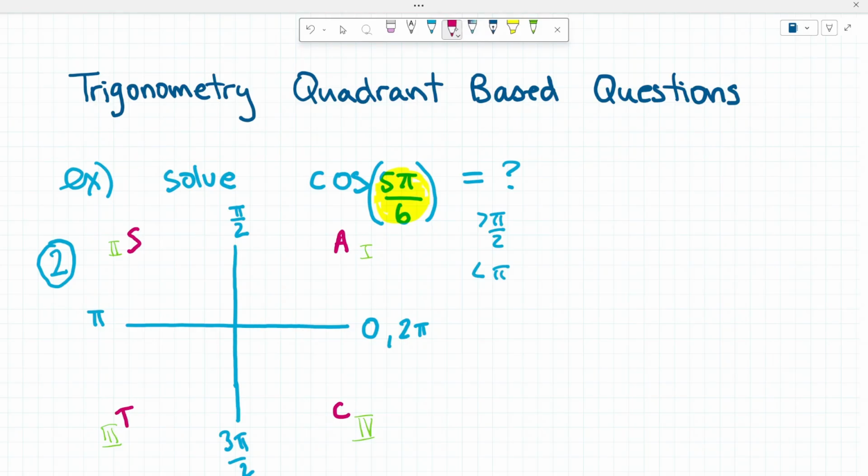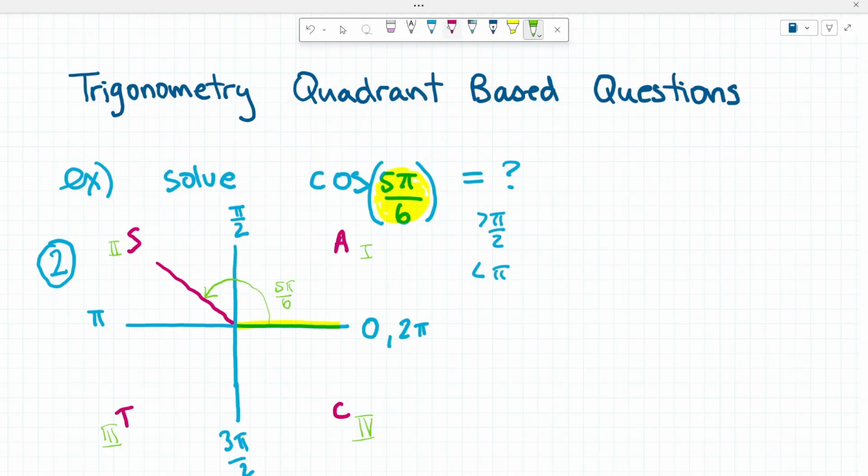Then our second step here is to draw the line in quadrant number 2. So we are going from the principal axis, which is this one over here, and then we measure the angle by starting from this axis and going to our hypotenuse, to our radius line, to our arm. Here we can see that this angle is our 5 pi over 6.